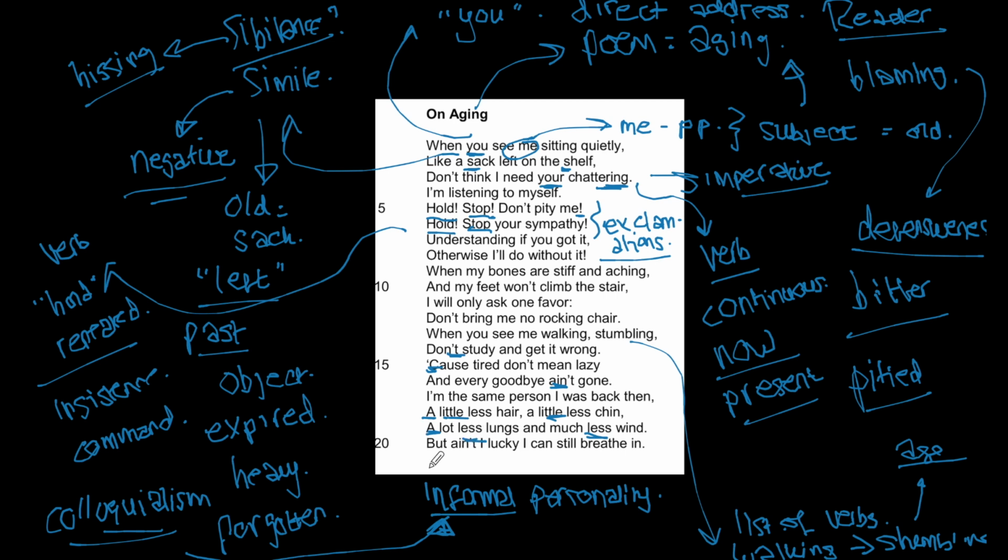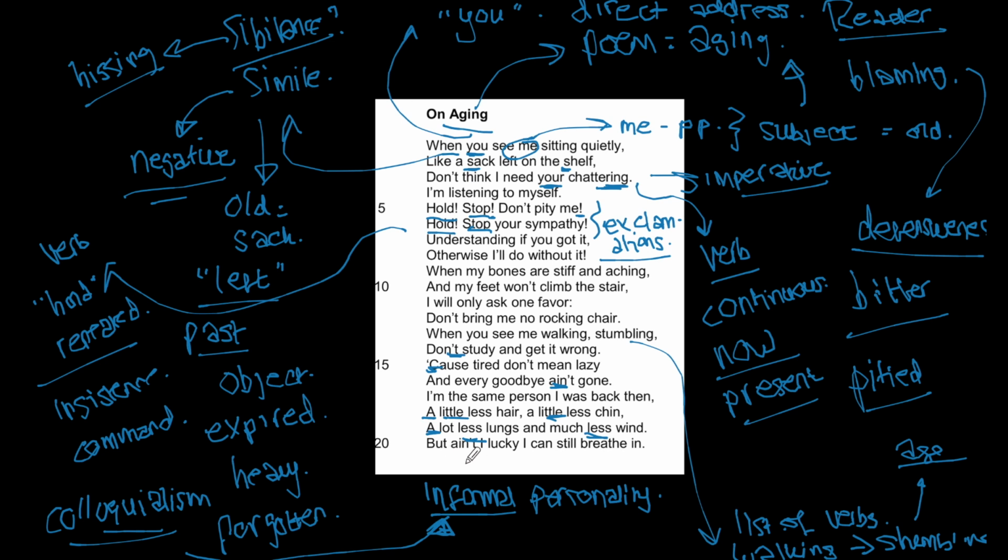This repetition gives this sense of maybe that the speaker is sick of repeating herself. Maybe she's repeated herself a lot. Maybe, again, it just stresses this informal kind of language, and it gives the speaker personality. And you think back to the title, it's about aging. So you imagine that the speaker is old. By now, you definitely get the sense that the speaker is old. She's a bit bitter. She doesn't want to be pitied for her age. She's saying, but ain't I lucky I can still breathe in.